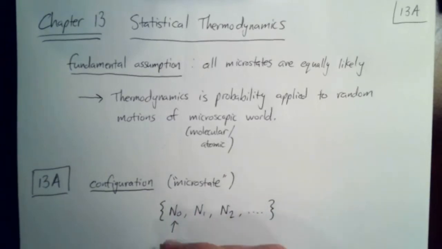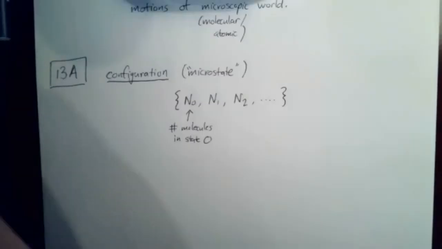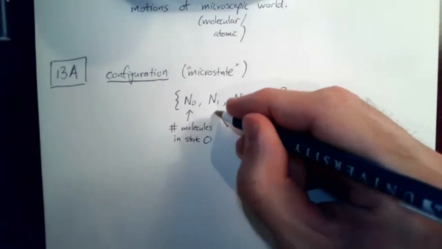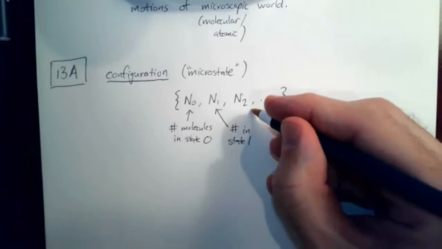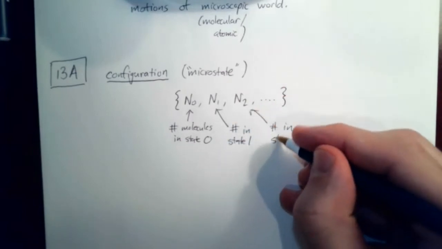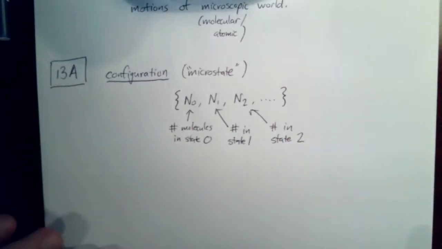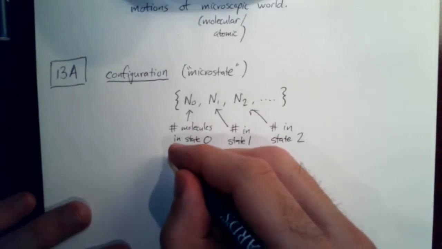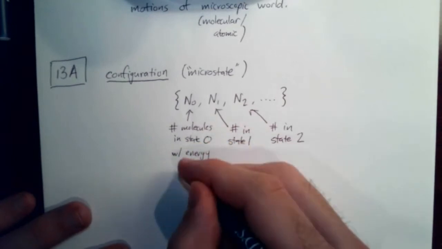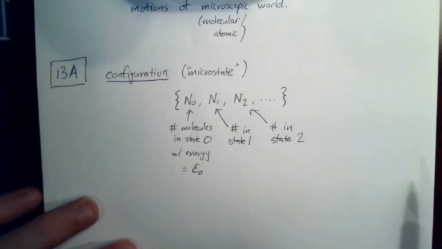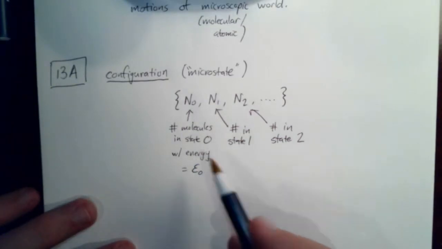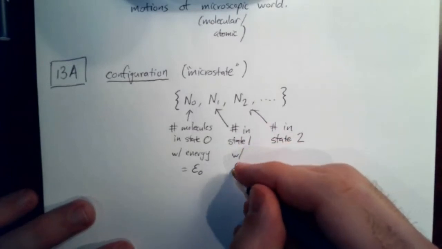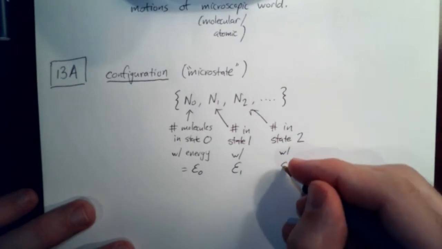where n0 is the number of molecules in state 0, which would be the ground state, typically. N1 is the number in state 1, and so on. N2 is the number in state 2. And we're going to extend this notation a little bit and say that state 0 is the state where the energy is what we'll call E0. Okay, so this is the energy of state 0. This one is E1 or epsilon 1. This one is epsilon 2, and so on.